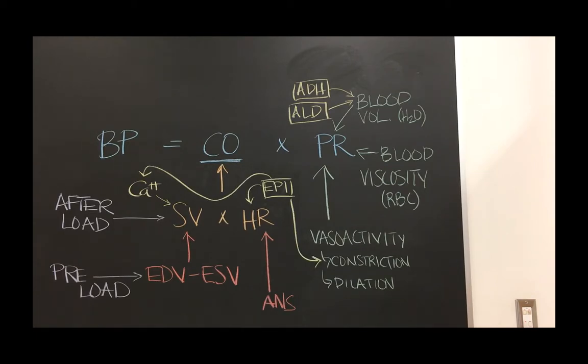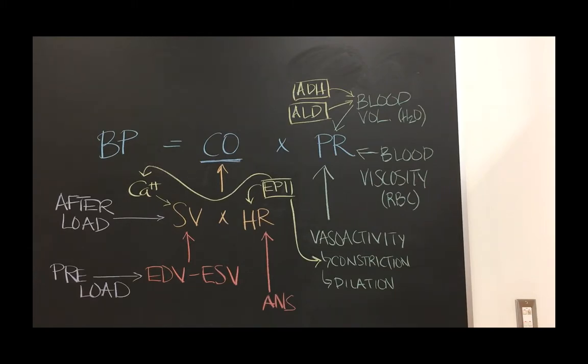Anytime PR goes up, blood pressure goes up, because you can't drop cardiac output to compensate for an increase in PR. You can't decrease the amount of blood, only so far. So we can't really compensate by dropping CO, so changes to PR, increases in PR will increase blood pressure.